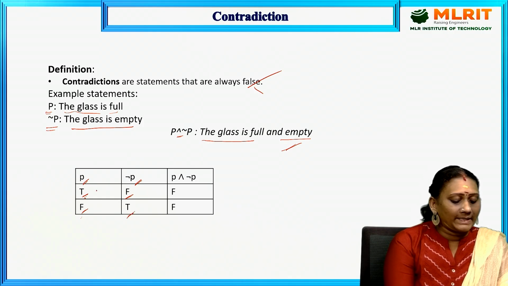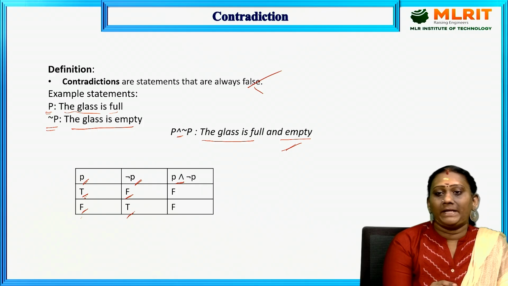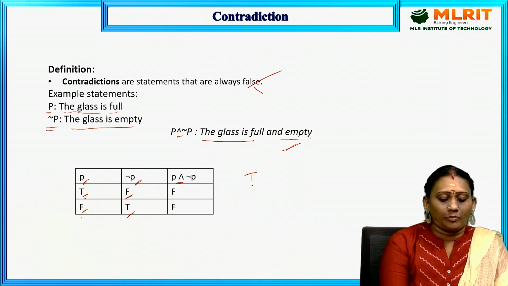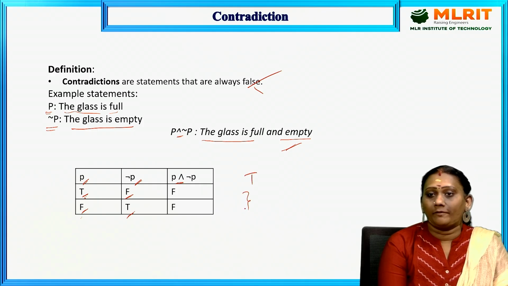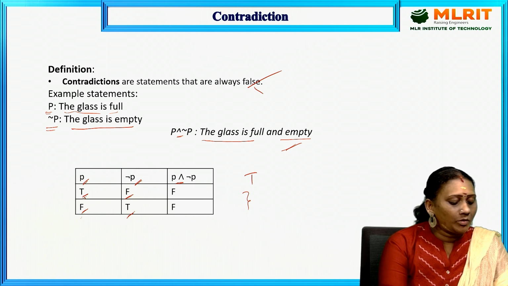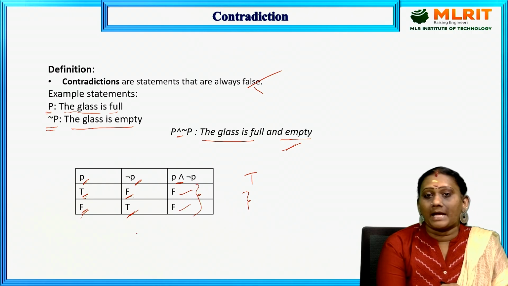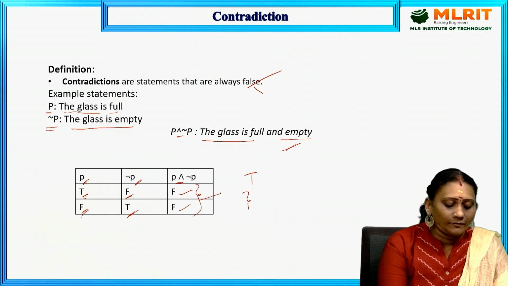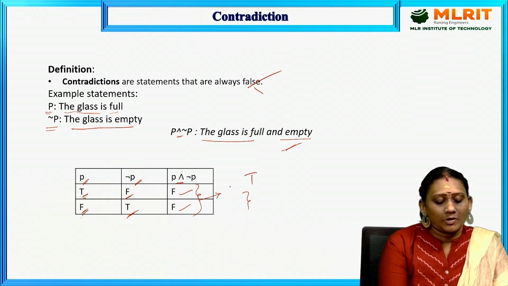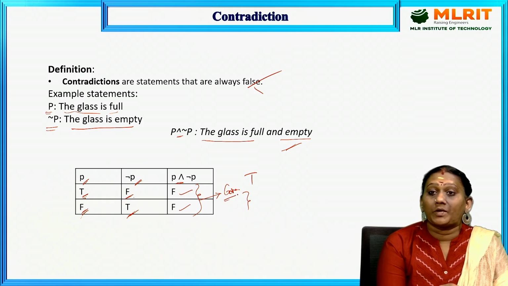When applying the AND statement, AND will be true only if both are true. In all other cases, it will be false. That is the rule for conjunction. So here, true and false is false. False and true is false again. As in the last column we got all false, we call it a contradiction. So this is what contradiction is.